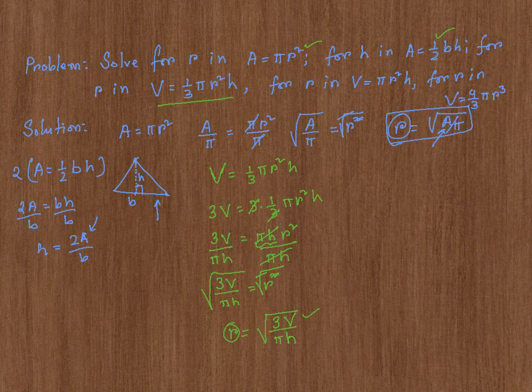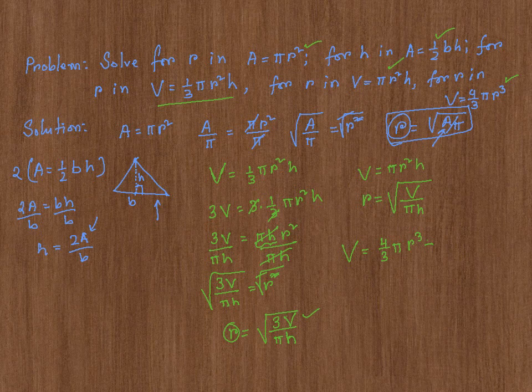Now the next one is this one, the volume of a cylinder. So v is equal to pi r square h, and I'm not going to go through the whole step. You can see it's going to be r is equal to square root of v over pi h, and then finally the volume of a sphere, v is equal to 4/3 pi r cube.